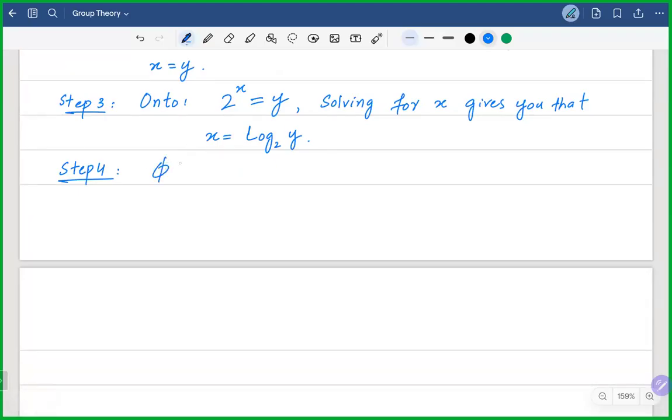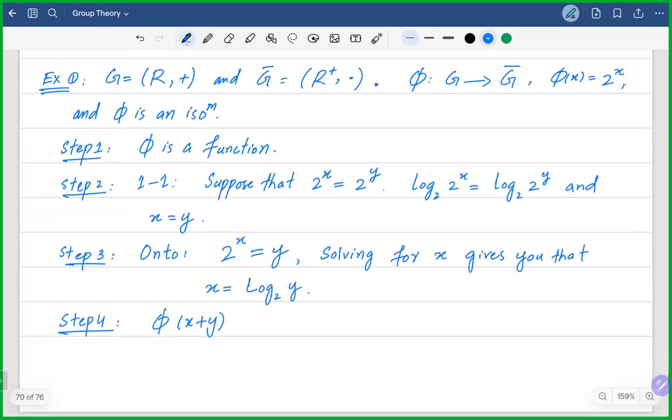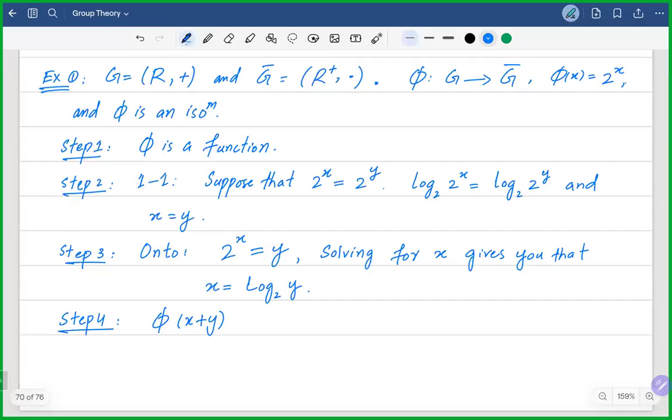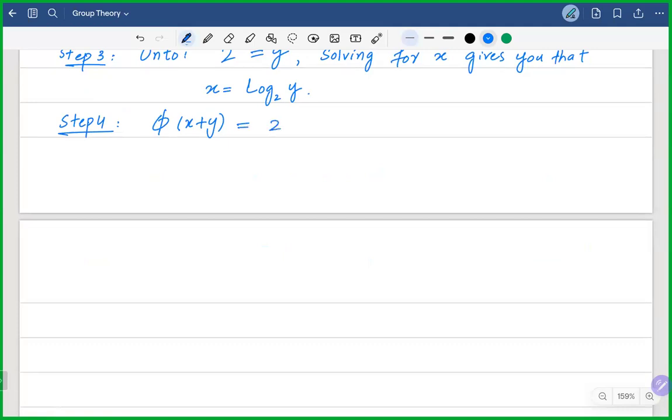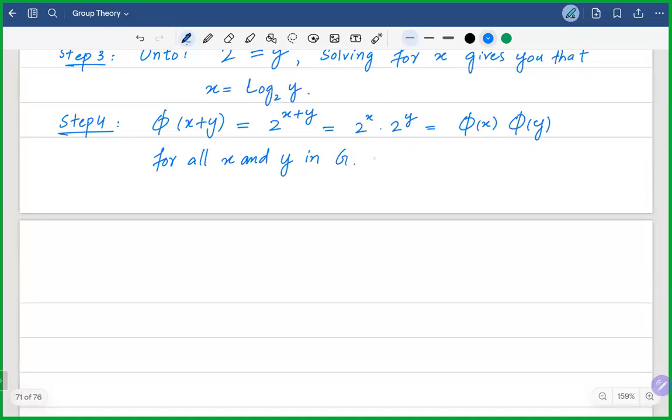Finally, step 4. Step 4 says you need to preserve the operation. So the operation is phi of x plus y, because in our first group we have addition operation, in our second group we have multiplication operation. So phi of x plus y is going to be 2 power x plus y, and that we can write as 2 power x into 2 power y. So that is going to be phi of x into phi of y, and it is true for all x and y in G. So phi is indeed an isomorphism. Okay.